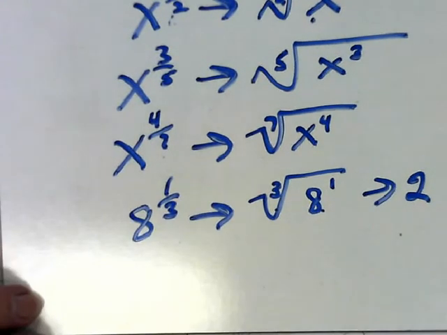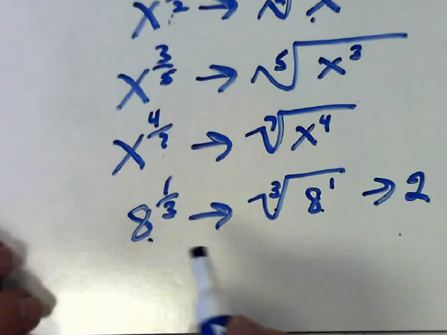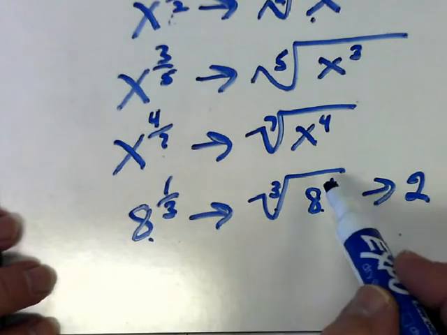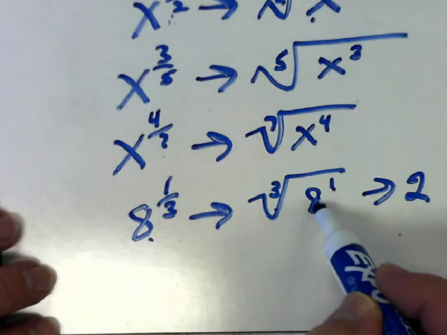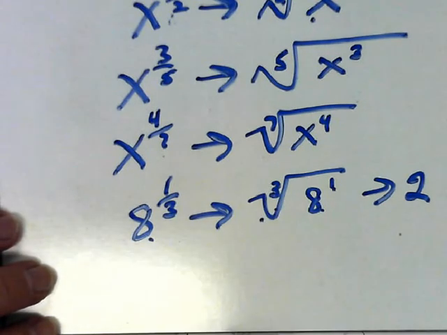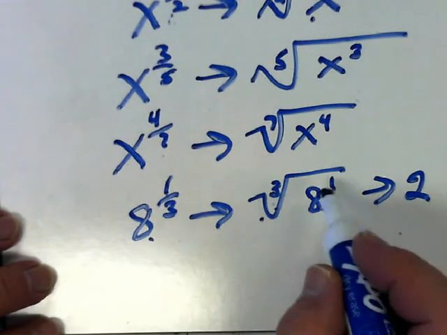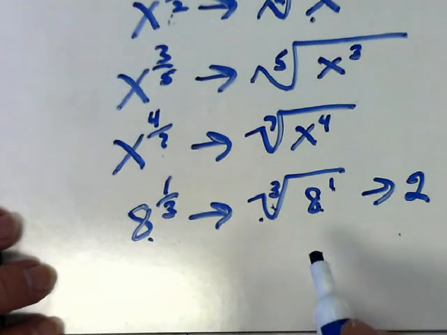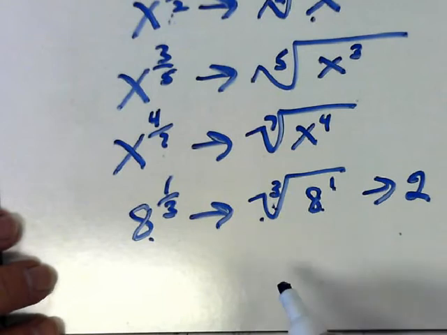Can we do that again? Yeah. 8 to the 1/3. Okay. If I wrote it as a radical, the 1 stays with the 8, and the 3 comes outside of here as an index, right? Which means this is asking you the cube root of 8, which means what number times itself 3 times would give you 8?